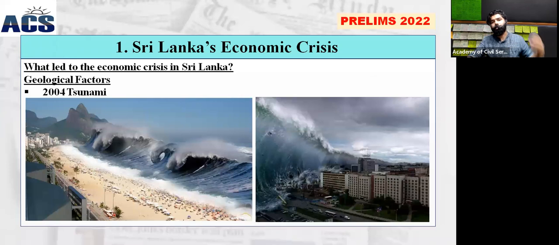So now we will look at the historical and other factors, how Sri Lanka went into this crisis. What are the factors that led to the economic crisis of Sri Lanka? Mainly the geological factors, we can say the tsunami in 2004. Sri Lanka is an island country, mostly prone to disasters like tsunamis, or even earthquakes can affect Sri Lanka. So in 2004, we know that there was a tsunami. It mainly affected the region of Sri Lanka in 2004.